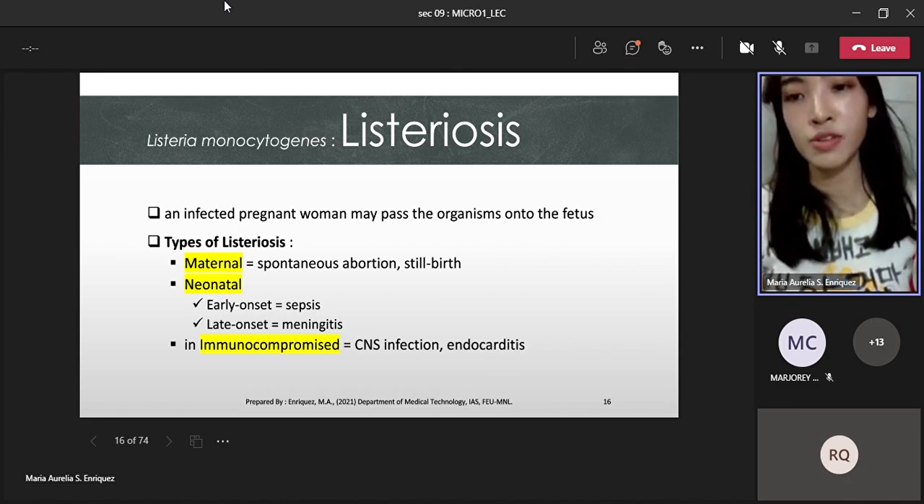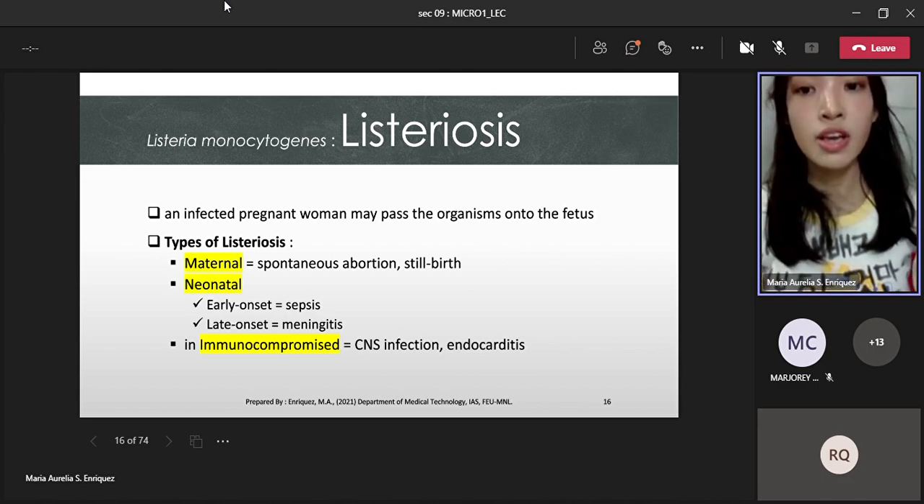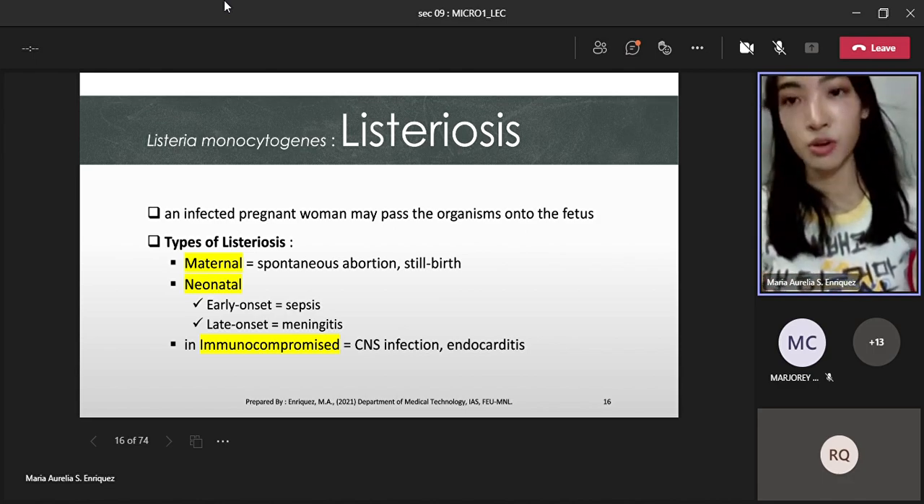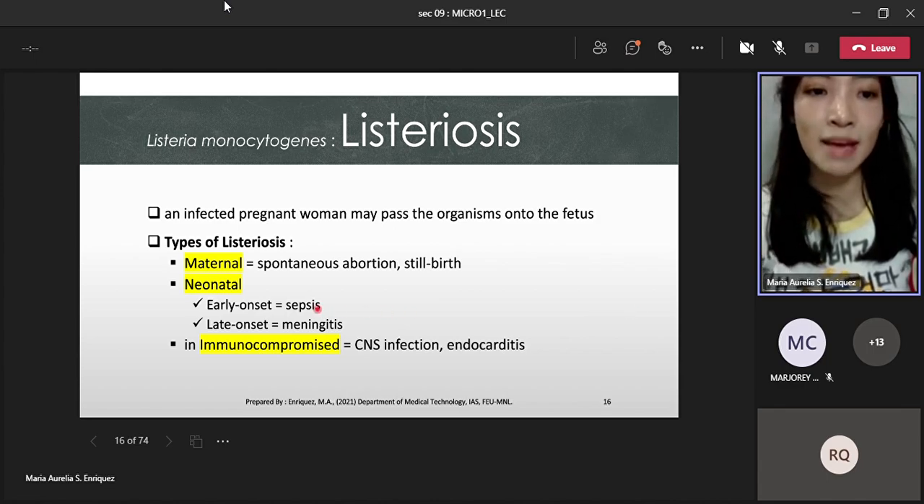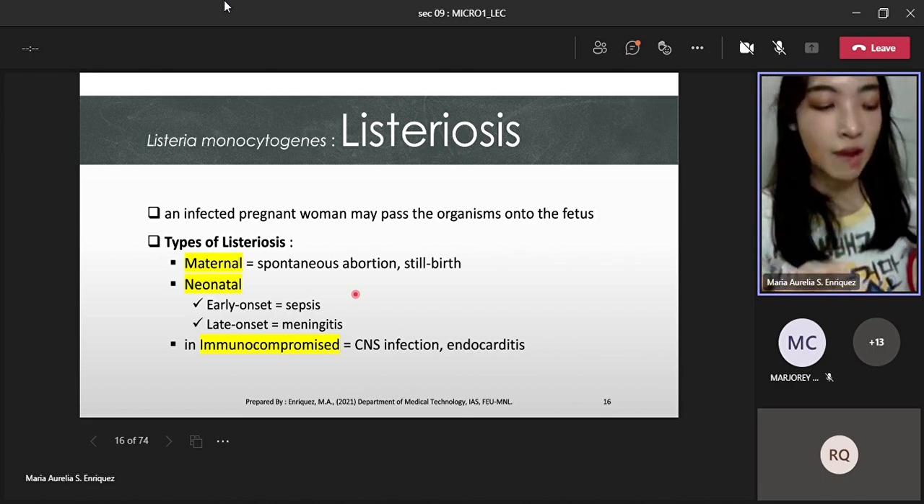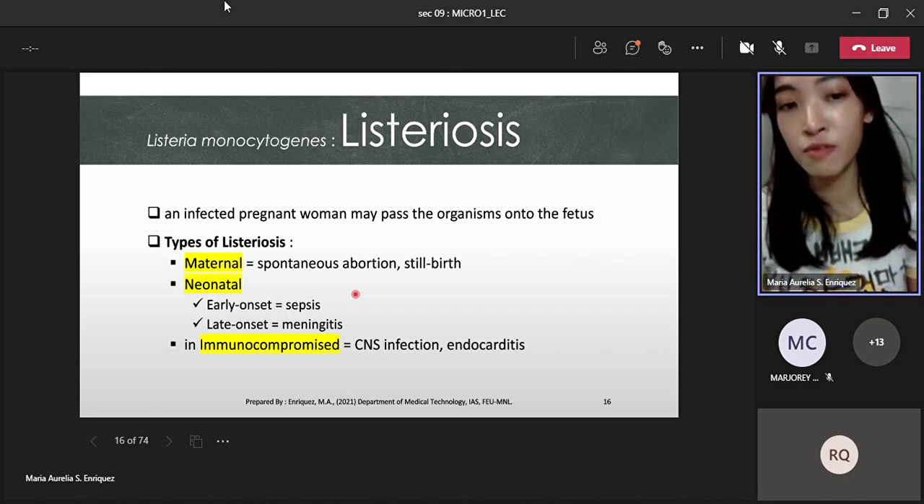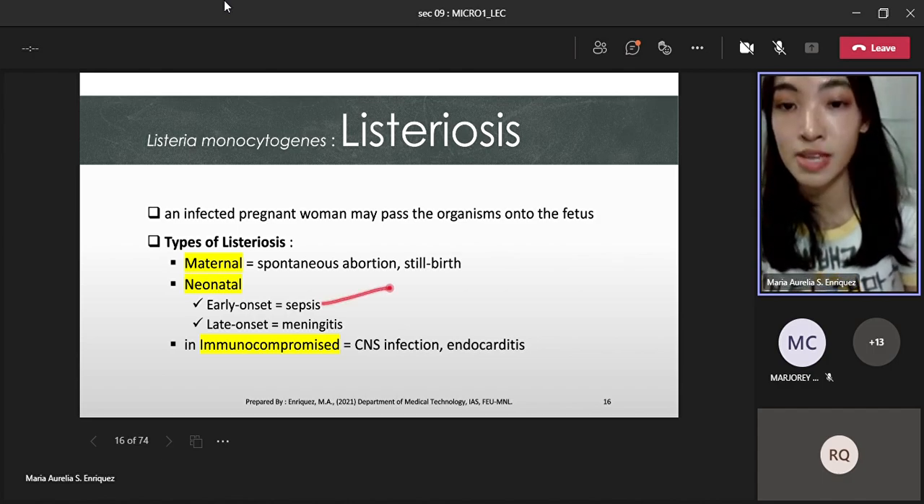Early onset listeriosis results from an intrauterine infection that can cause illness shortly after birth. So most likely after a few hours lang po, mapapansin na natin yung clinical presentation na to. So the result is most often sepsis. So again, kapag early onset po, just a few hours after birth, ma-observe na yung manifestation. And the manifestation is usually sepsis.